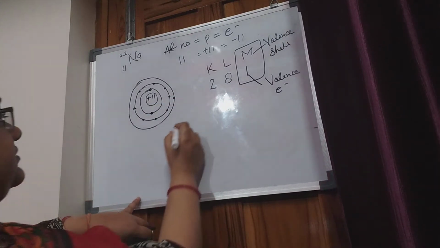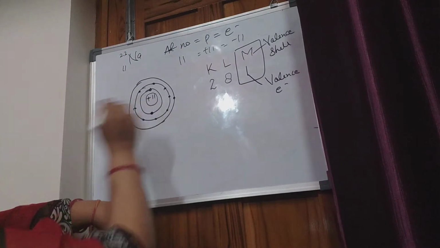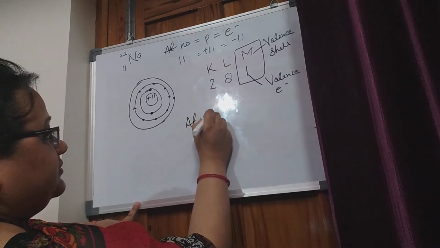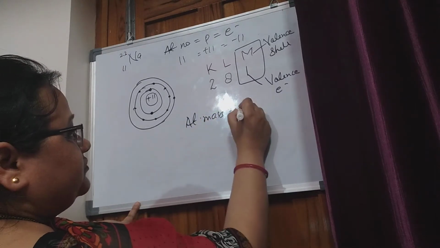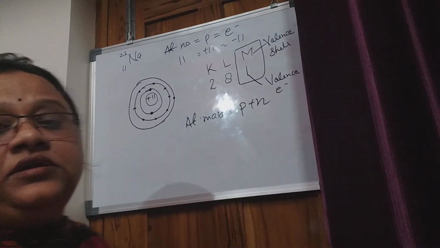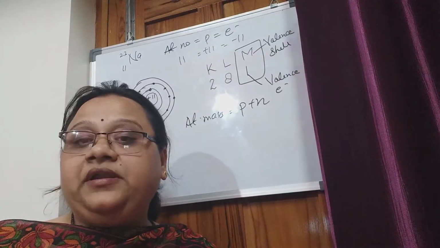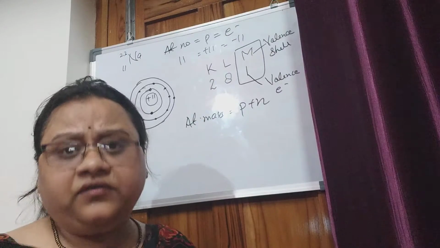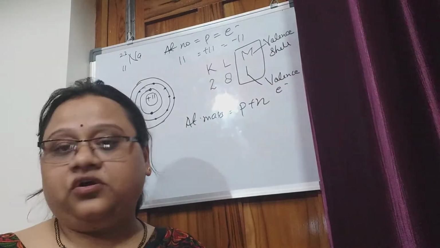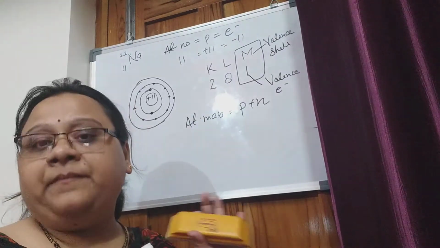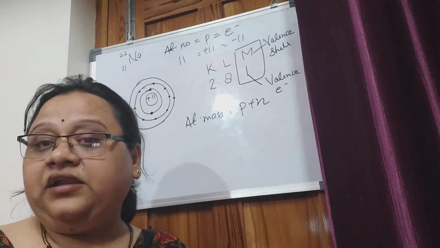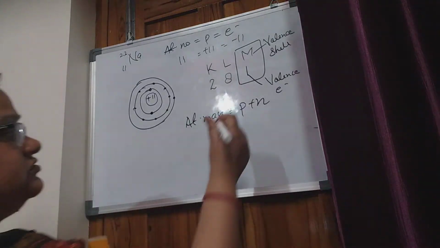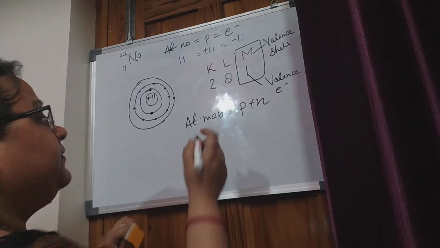Now we'll see, I still have not put the number of neutrons here. If we talk about the neutrons, see, atomic mass is equal to protons plus neutrons. We know that the total mass of an atom is dependent upon the nucleus only. If an atom has 100 electrons, the mass of the electrons will not be counted while calculating the mass of an atom. The total mass of an atom is dependent upon the nucleus only, and the nucleus is comprised of protons and neutrons, which are called nucleons.